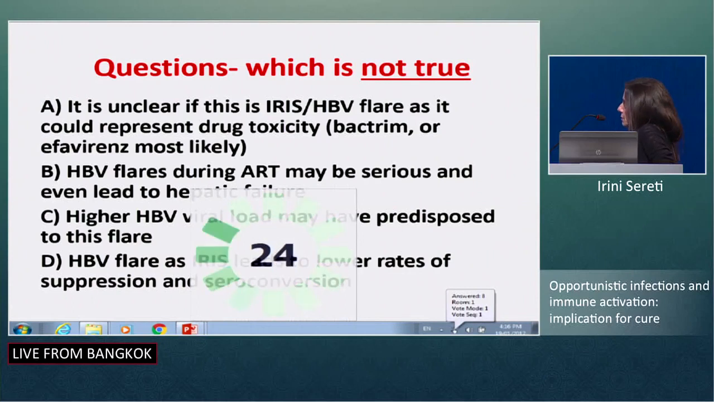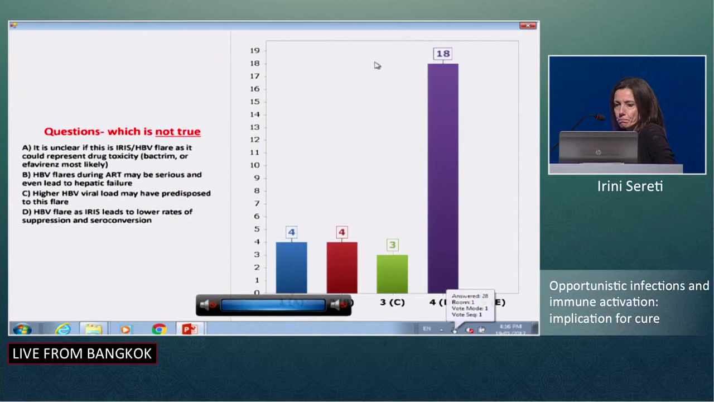It is unclear if this is IRIS or hepatitis B flare secondary to immune restoration disease, as it could represent also drug toxicity. He was on Bactrim and efavirenz also. So flares of hepatitis B during antiretroviral therapy may be serious and even lead to hepatic failure. Higher HBV viral load may have predisposed to this flare. And then finally, flare as IRIS leads to lower rates of suppression and seroconversion.